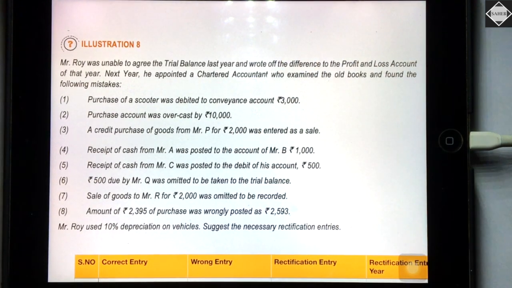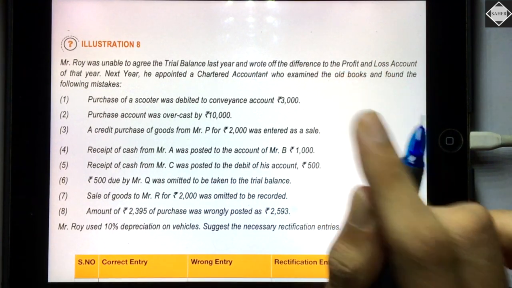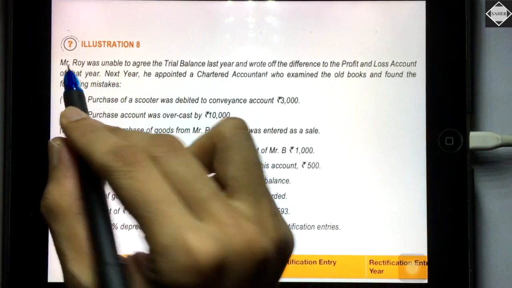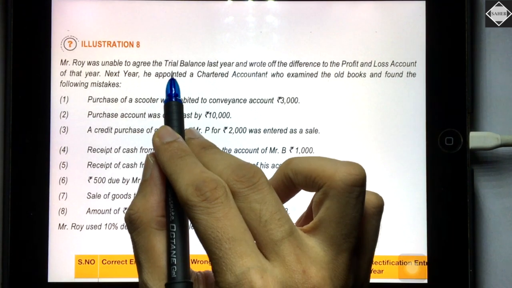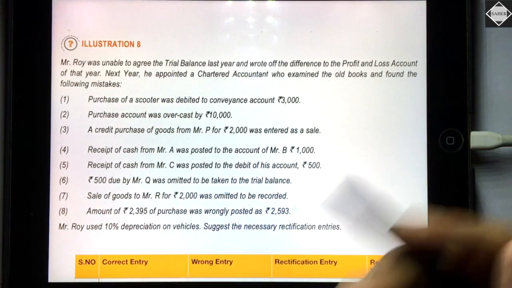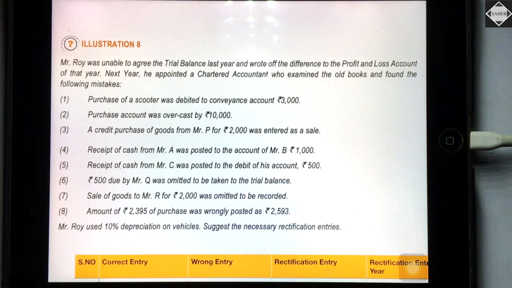Is that clear? Yes. And then one more thing that you have to understand, which is very essential, is that see here, unable to agree the trial balance. Mr. Roy, we assume that he is an owner. Okay, he's an owner. Fine. So he could not agree the trial balance. Whenever an accountant cannot agree the trial balance, when debit is not equal to credit, what does he do?